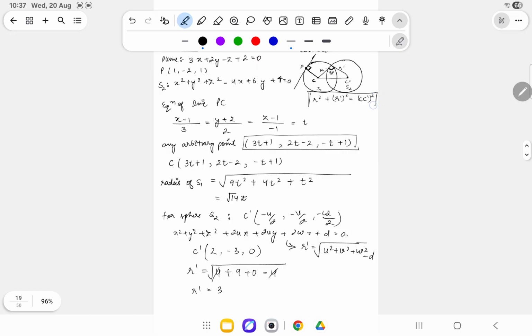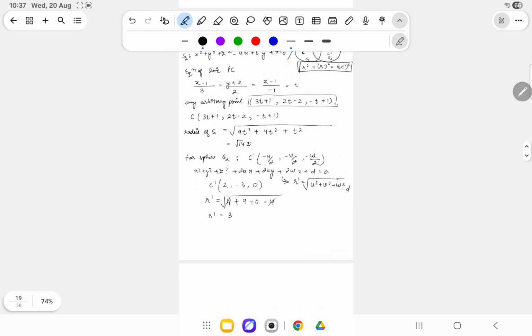Now I can use this orthogonality result because I have the radius of sphere S1 as well as r dash. Also I know the center of both the spheres. So using the orthogonality of spheres result, I'll get r square.